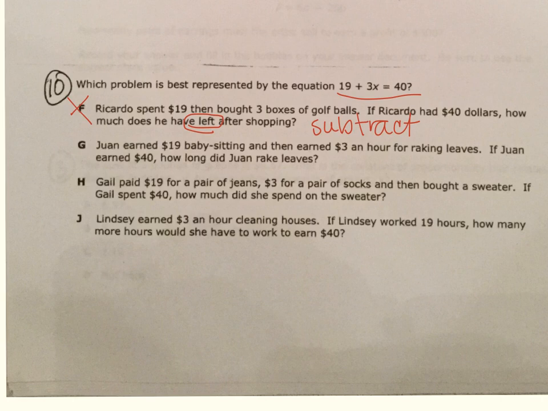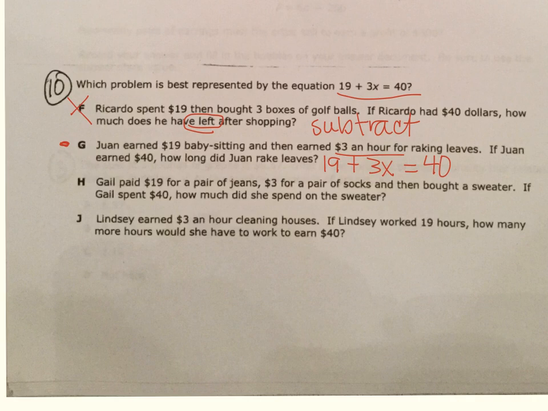Let's look at G. Juan earned $19 babysitting and then earned $3 an hour for raking leaves. If Juan earned $40, how long did he rake leaves? Okay, that tells me that he had $19 and then he also earned $3 an hour. We don't know the hours, so that is your unknown, and he made $40. This is probably our answer here. Let's check the others to make sure.